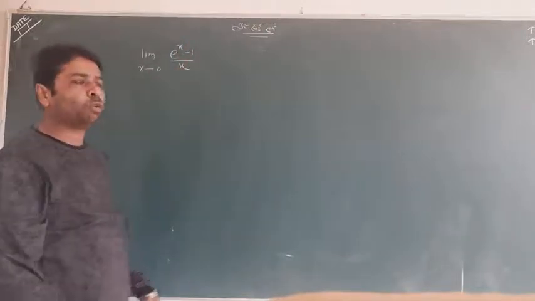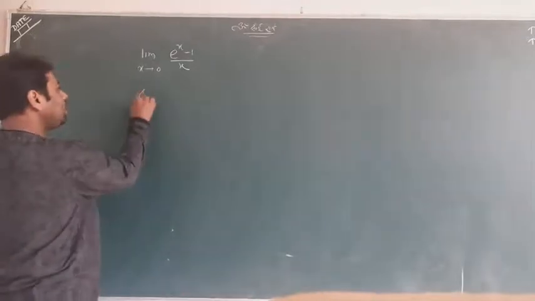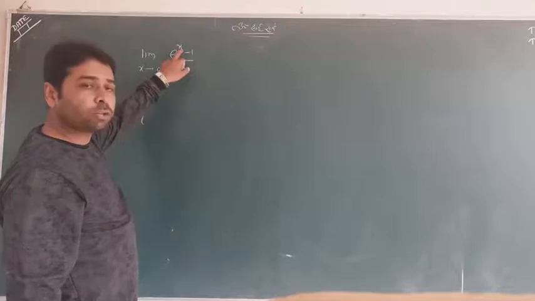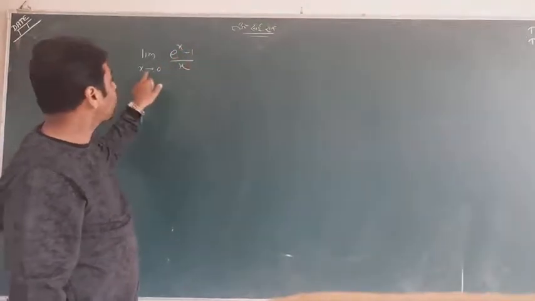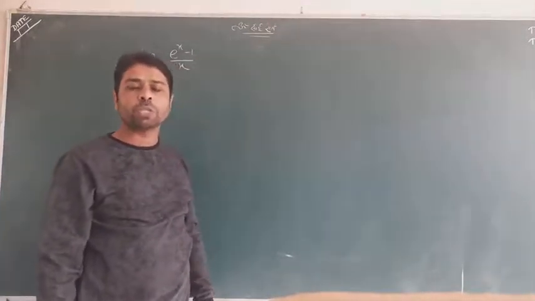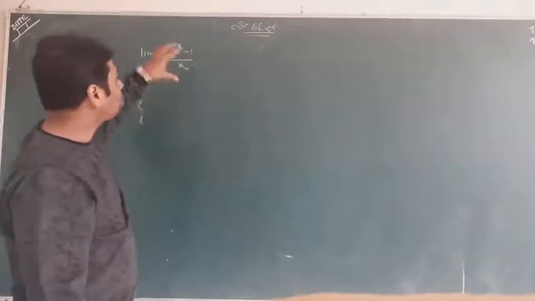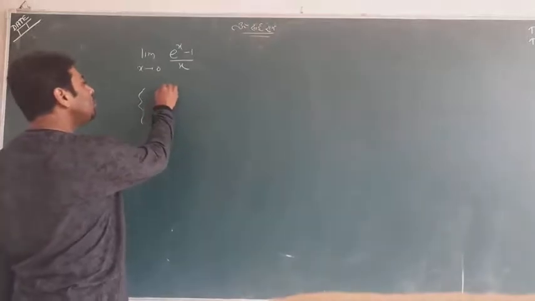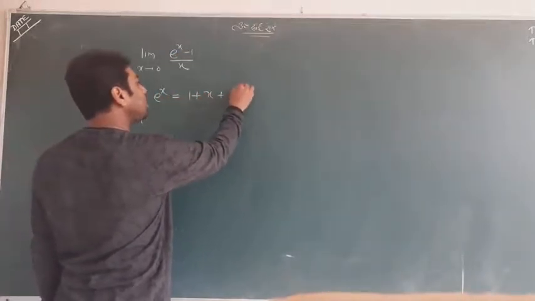Can you see e to the power x minus 1 upon x? What is the answer? Again, when you put x tends to 0, e to the power 0 means 1, 1 minus 1 is 0, and x tends to 0 here also. 0 upon 0 is coming, which is not defined. It means you have to simplify the term. So how will I simplify? I will use the series of e to the power x. And this is the series.